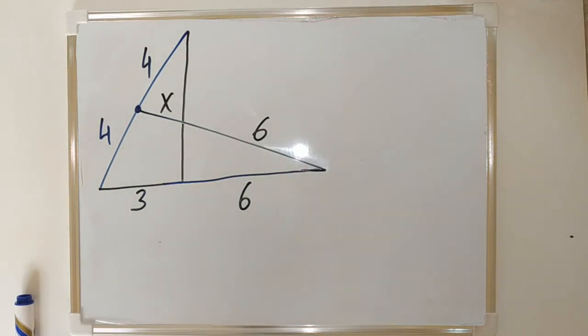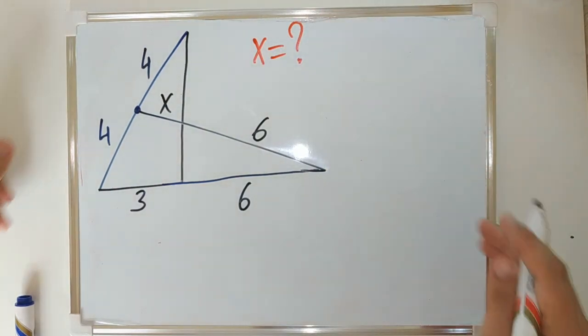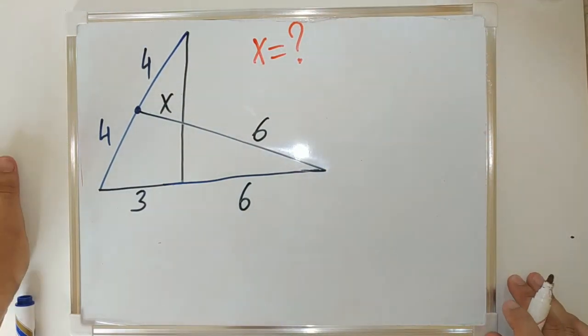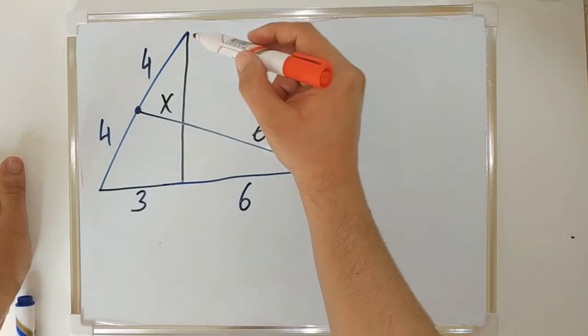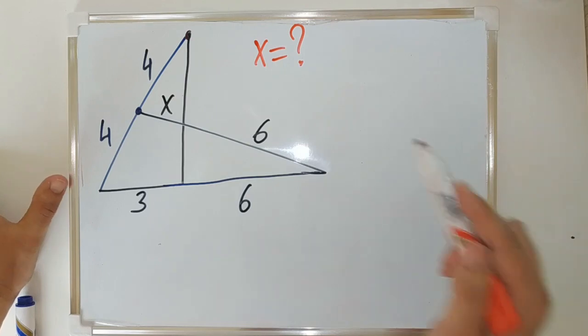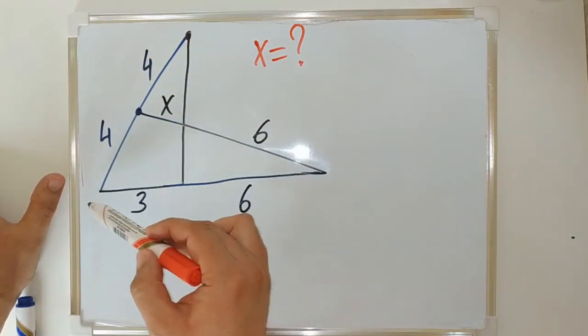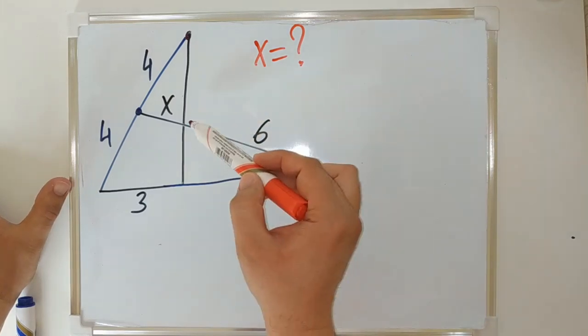Okay, so this is our next problem. In the figure, we are going to find the length of x. So let's try to apply the Menelaus theorem. Let's start from this point, and so we can write 4 over 8, 3 over 6, and 6 over x.